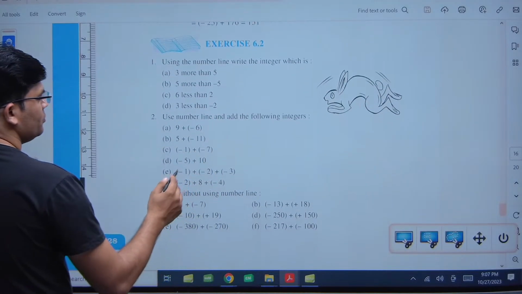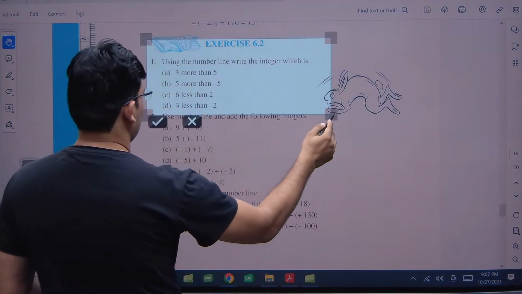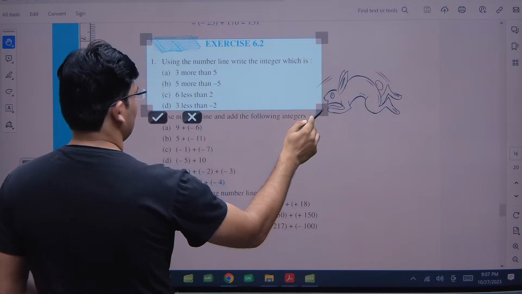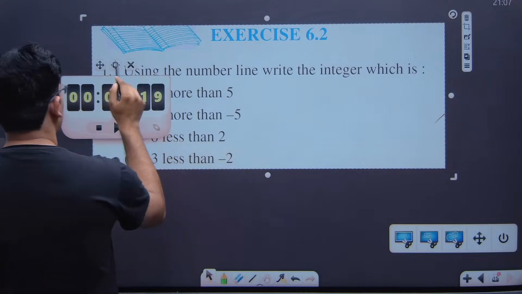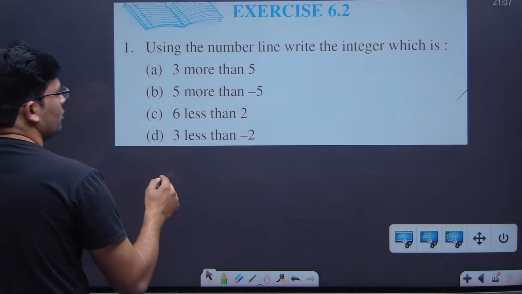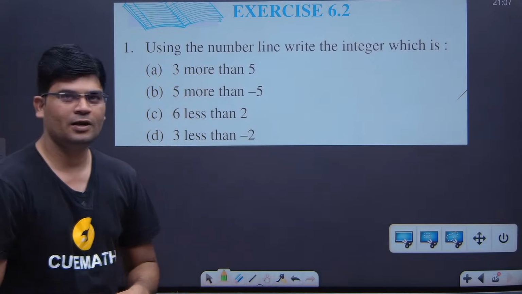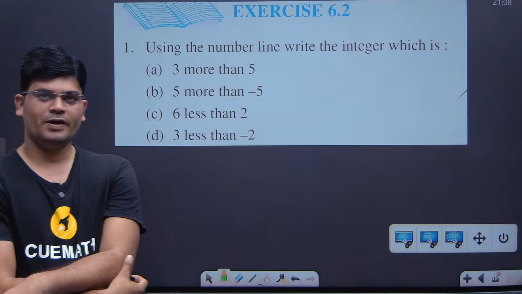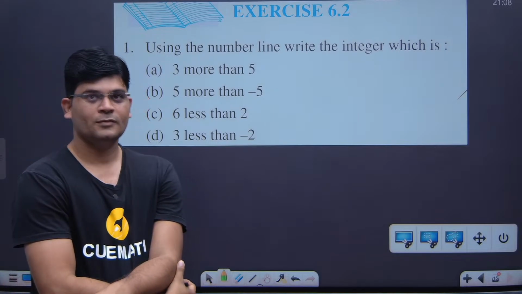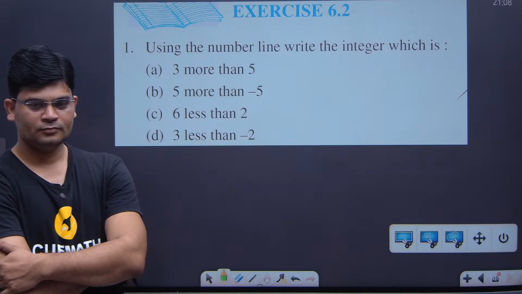Okay. So some questions are very simple. Let us see that you can understand simple questions or not. So using the number line, write the integer which is 3 more than 5. Tell me. 8. Wonderful. 5 more than -5. 0. 6 less than 2. 4.